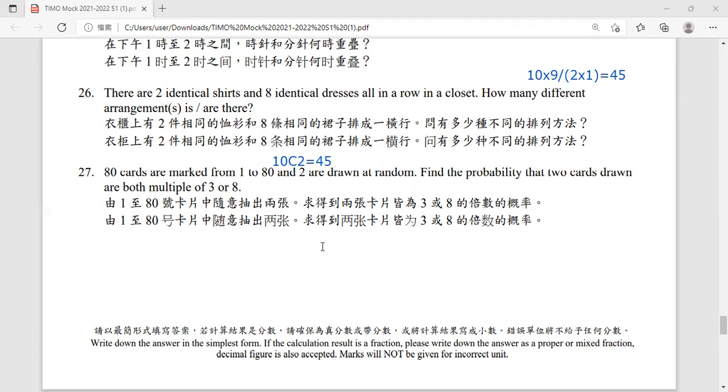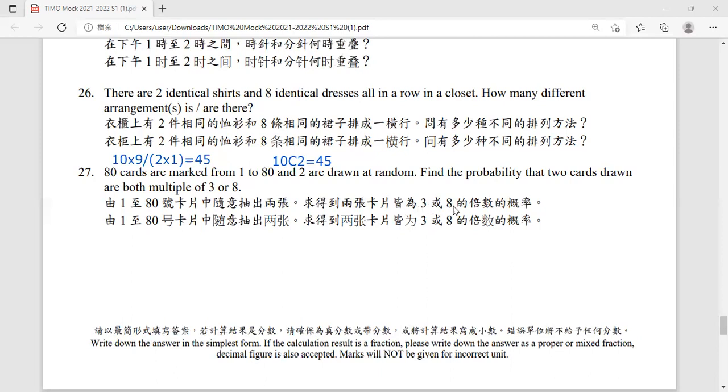Any questions? You can use C, or you can just calculate yourself from scratch. Okay. Now for 27.